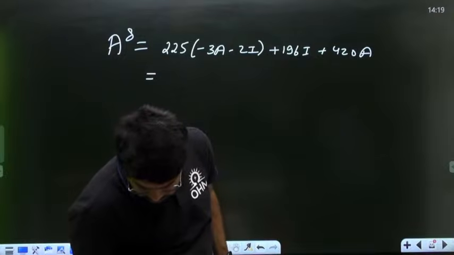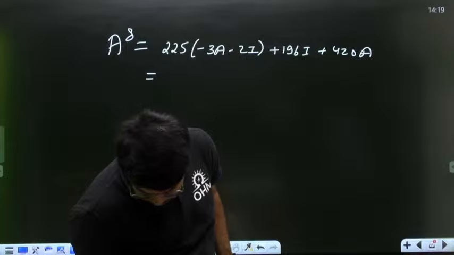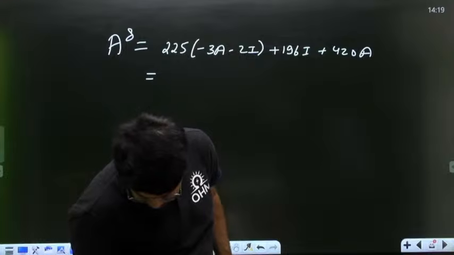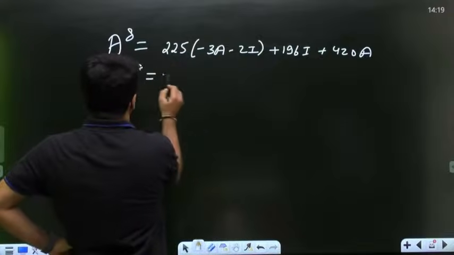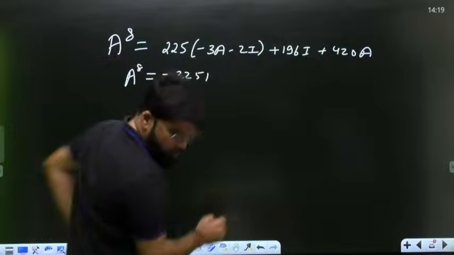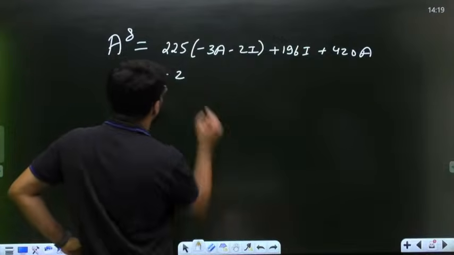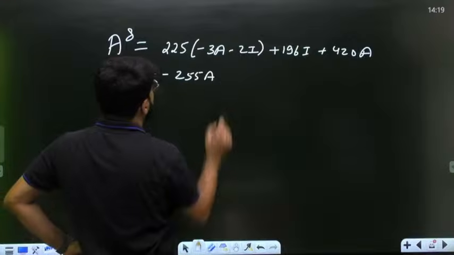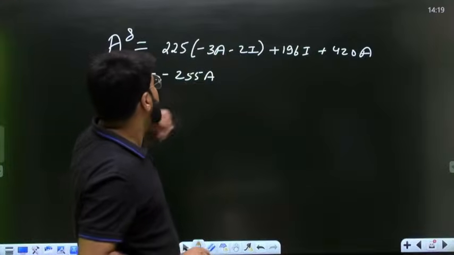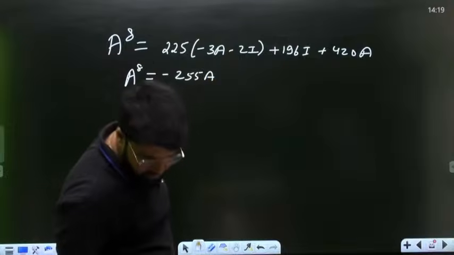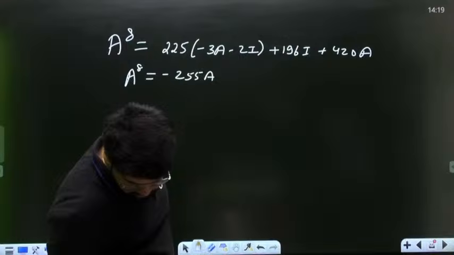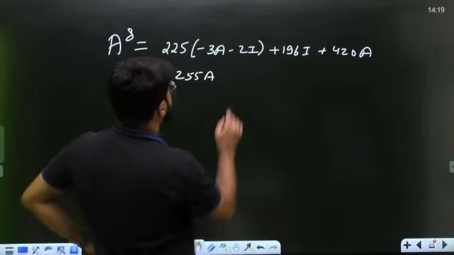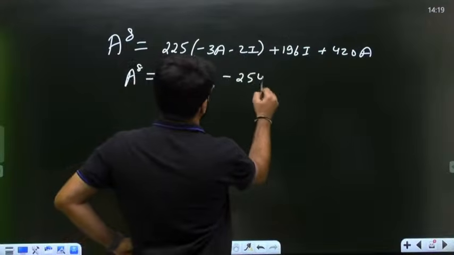So this step, a power 8 answer is minus 255a. Minus 255a, and then 225 into minus 2, so this is minus 450, right? And plus 196. So this is minus 254i.